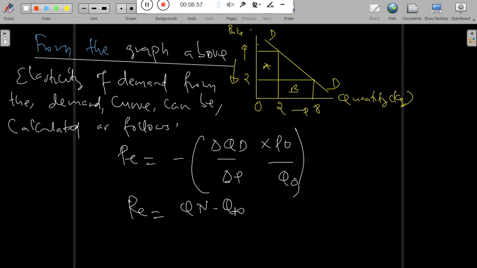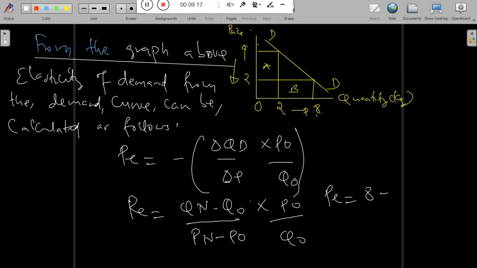So from our table over there, we have all the data sets. We take QN minus QO and PN minus PO times PO over QO. So price elasticity of demand will be equal to 8 minus 2, that is the current quantity and the base year quantity. Then we take 2 minus 4, that is the current price and the base year price, then times the base year price over the base year quantity, that is 4 over 2. When you calculate, you will obtain the price elasticity of demand equal to 24 over 4, which gives you 6. So the price elasticity of demand is 6.